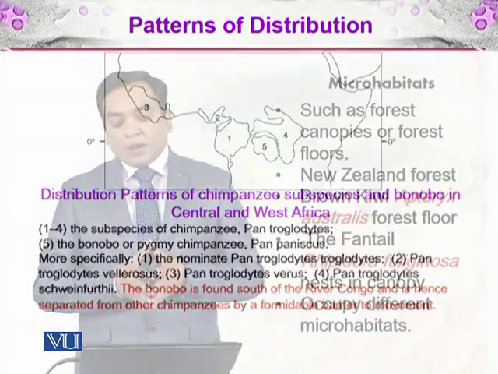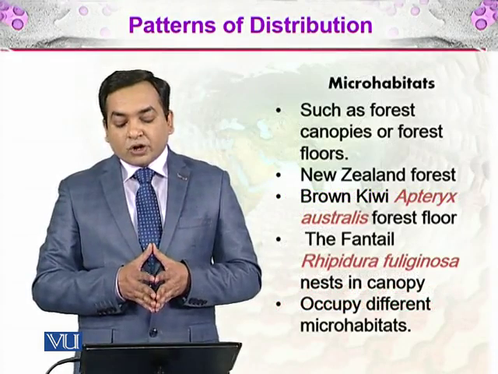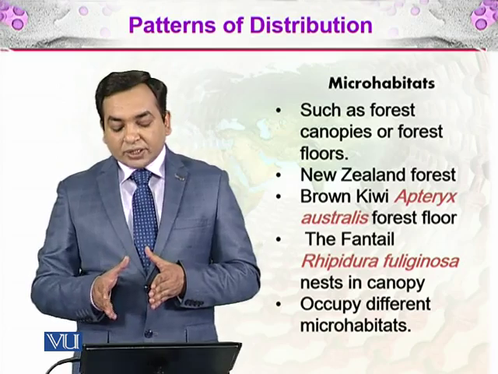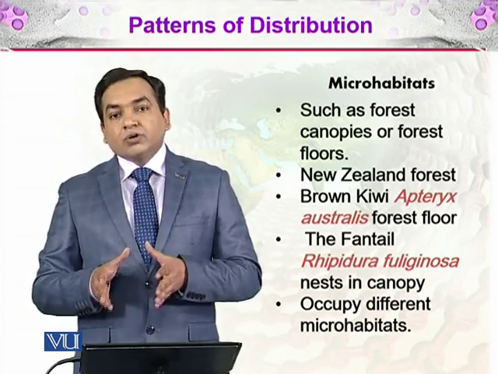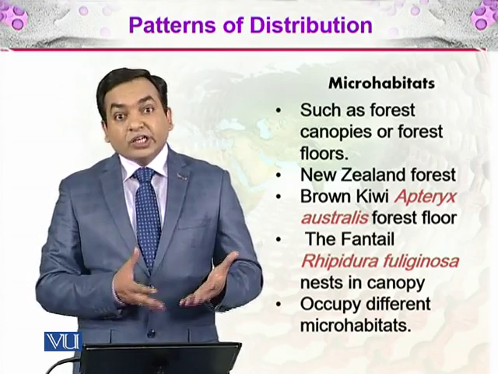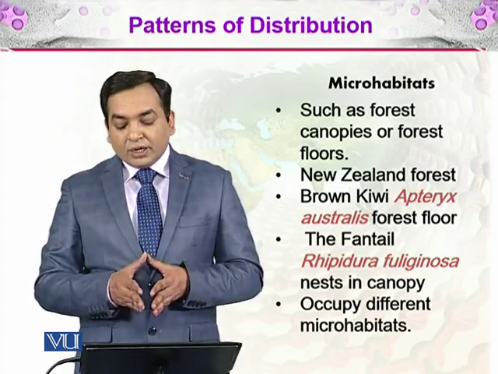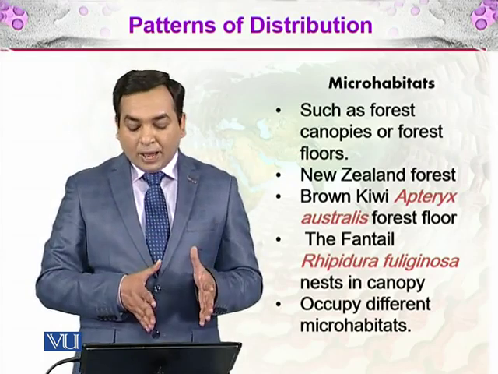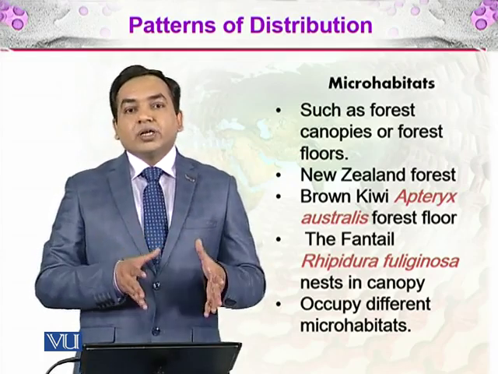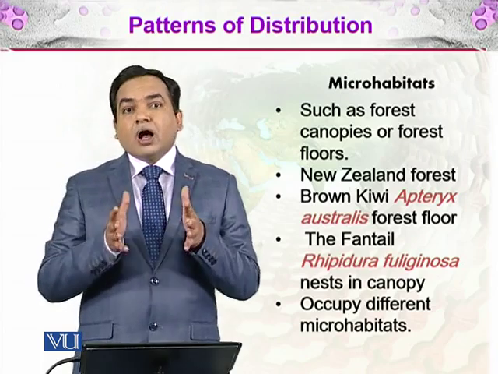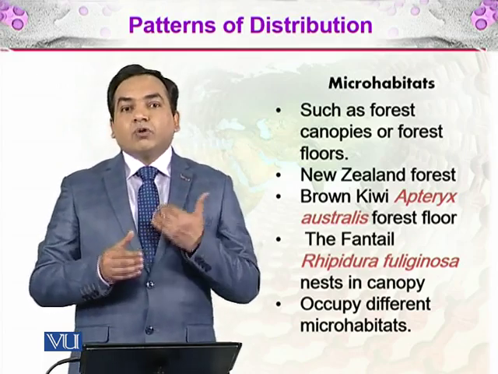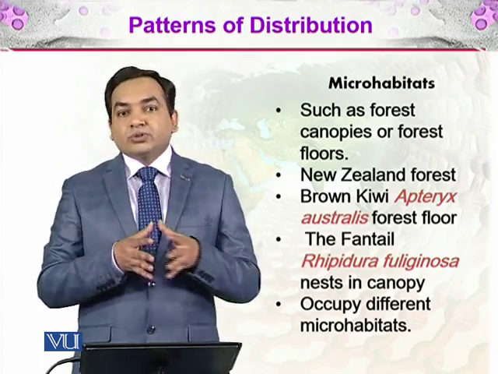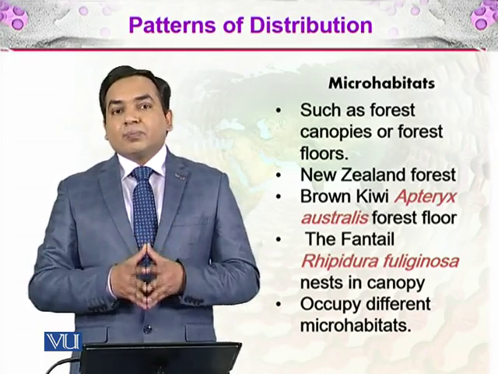And then there are microhabitats as well, such as forest canopies or forest floors. In New Zealand, the brown kiwi, Apteryx australis, lives on the forest floor, while another bird, the fantail, Rhipidura fuliginosa, nests in the canopy. They have the same habitat, but within the habitat they occupy different microhabitats. So you see how different organisms have evolved to occupy different habitats, and why they are found in different habitats today. We study that in the patterns of distribution.